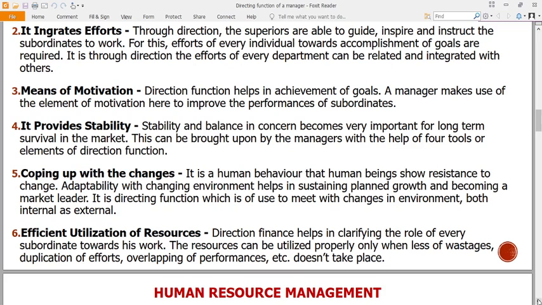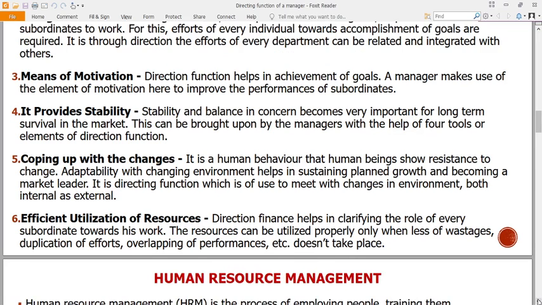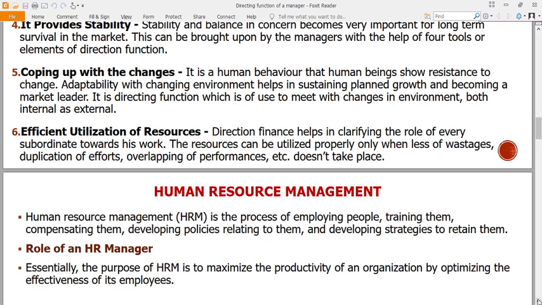Then efficient utilization of resources. As you direct your employees, you clarify their roles, and people are aware, and therefore there will be less wastage, less duplication of efforts, or overlapping of performances.